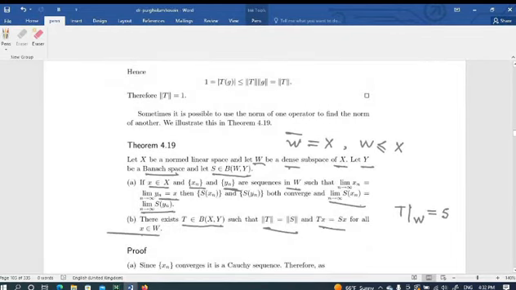Theorem: let X be a normed linear space and W be a dense subspace of X. We say that W as a subset of X is dense when the closure of W equals X. Now let Y be a Banach space and S belongs to B(W, Y). We have the following properties. A. If x is a member of X and x_n and y_n are sequences in W such that the limit of x_n equals the limit of y_n equals x, then S(x_n) and S(y_n) both converge, and the limit of S(x_n) equals the limit of S(y_n).